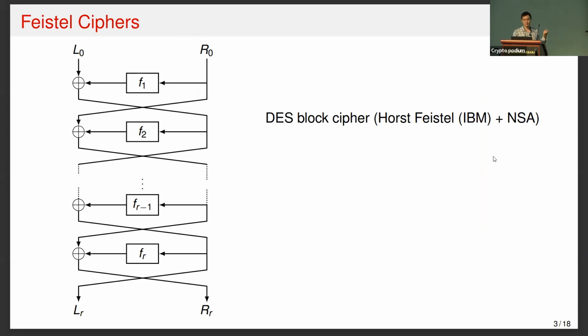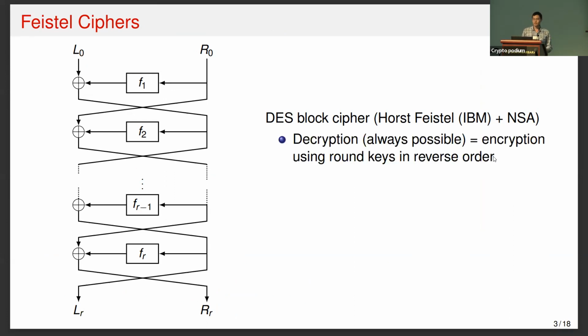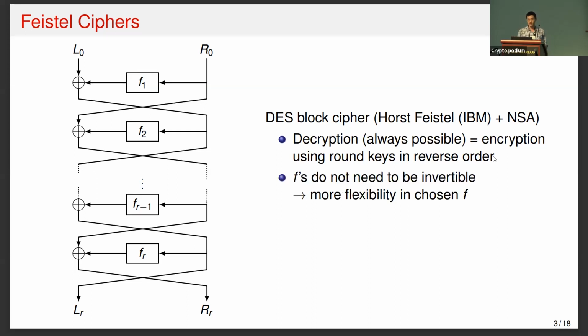For example, ciphers based on the famous Feistel network. An example is the block cipher. Now, those Feistel ciphers have the following property, namely decryption is always possible. That is equal to encryption using round keys in the reverse order. This property leads to the fact that we do not need our underlying round functions to be invertible anymore. And this gives us more flexibility when we need to use those round functions, because during decryption, we can also just evaluate those round functions forward.